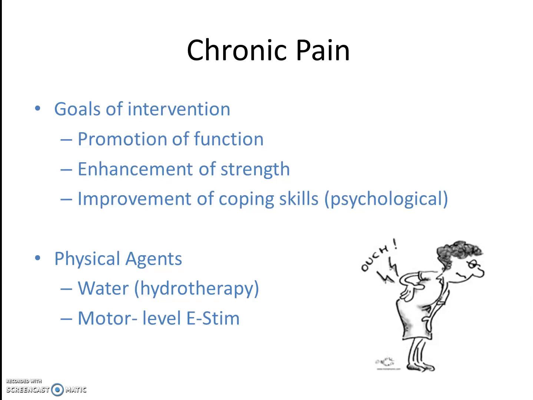Some of the physical agents that we may use will be water or hydrotherapy. This type of environment usually allows patients to be more active in the water than on land. The effective buoyancy of the water and the temperature can be very beneficial. We'll often use motor level electrical stimulation to increase muscle strength.